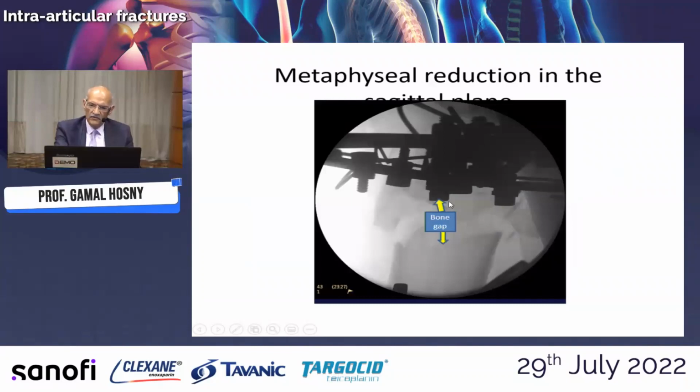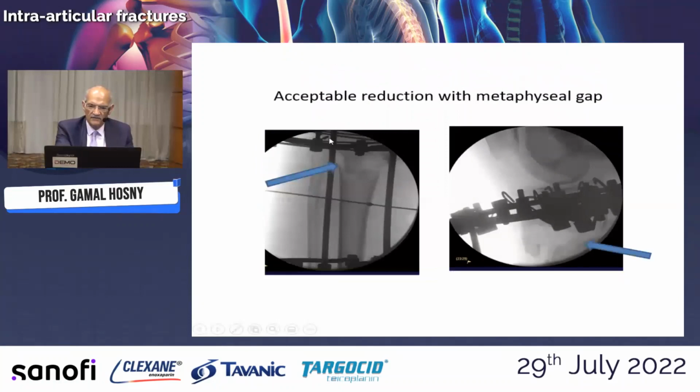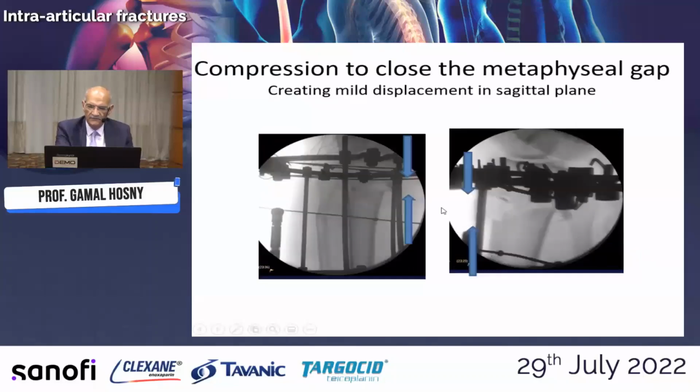Look at the lateral, the sagittal plane. We have displacement. This fragment is displaced with a bone gap. What's the solution? In this situation, we can move the proximal segment of the frame in the sagittal plane, flexion and extension, till we correct the deformity. You see, we changed the proximal ring in the sagittal plane till we get reduction. And again, we have acceptable reduction in the AP and lateral, but we have a gap. Now we decide what to do with the gap.